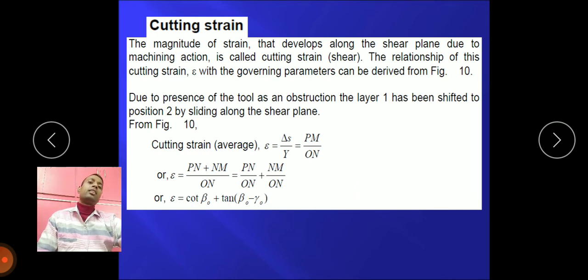What is the cutting strain? From this formula, epsilon equals cot beta O plus tan(beta O minus gamma O). So please remember this formula. Any kind of numerical problem you can solve with the help of this formula. So thank you everybody.